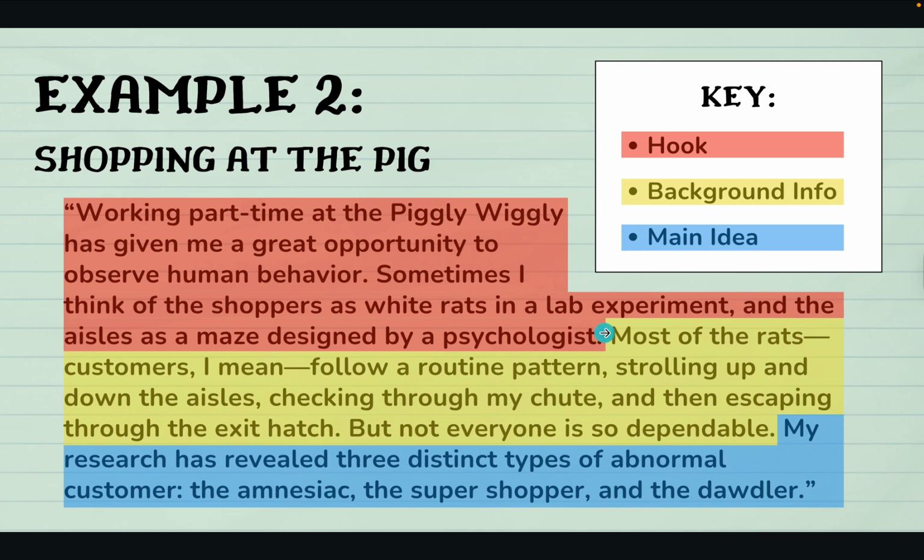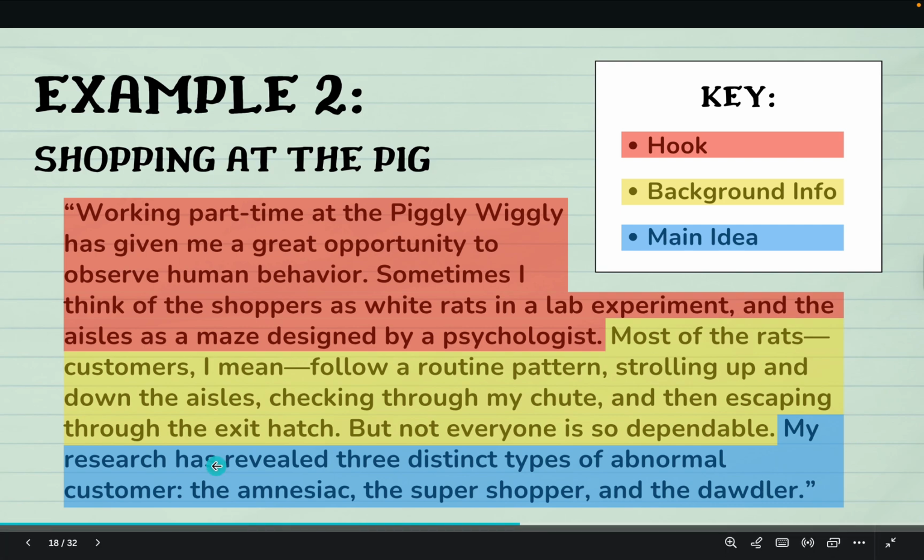So now we get into the background info. Most of the rats, customers I mean, follow a routine pattern, strolling up and down the aisles, checking through my chute, and then escaping through the exit hatch. But not everyone is so dependable. That gives more background info into why you said what you said with shoppers being like white rats. But now here comes the main idea that we're going to use in our body paragraph. My research has revealed 3 distinct types of abnormal customer: the amnesiac, the super shopper, and the dawdler.